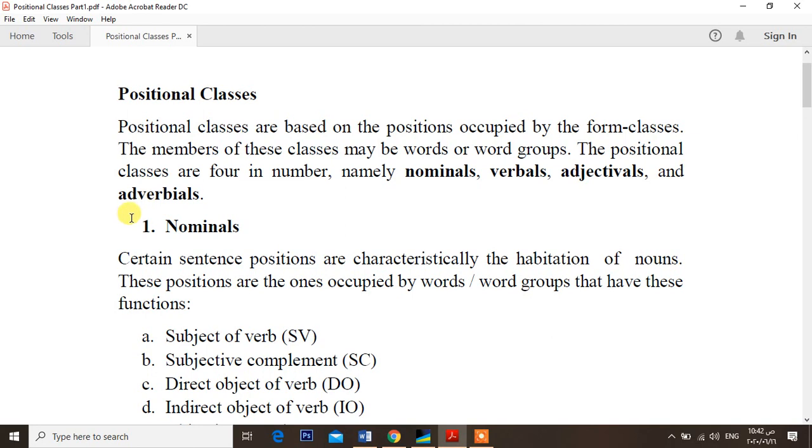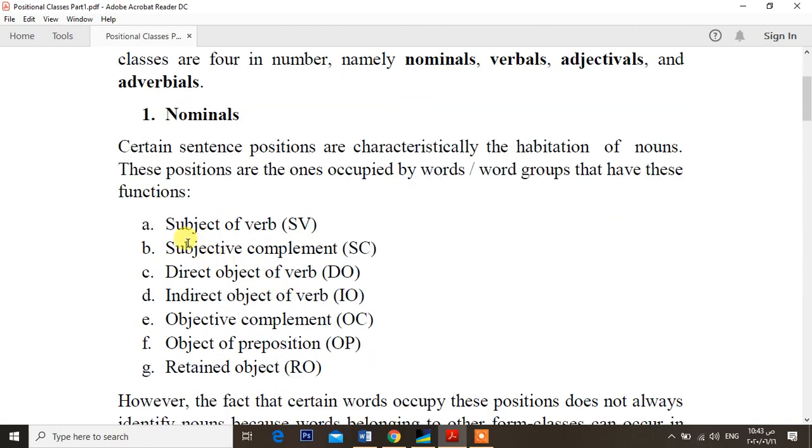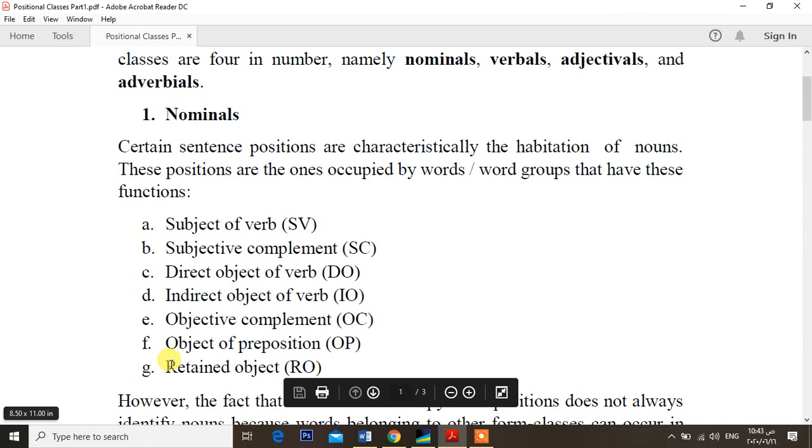Let's start with the first one, nominals. Certain sentence positions are characteristically the habitation of nouns. These positions are the ones occupied by words and word groups that have these functions. Let's take a look at those functions occupied by nominals: subject of verb, subjective complement, direct object of verb, indirect object of verb, objective complement, object of a preposition, and retained object.